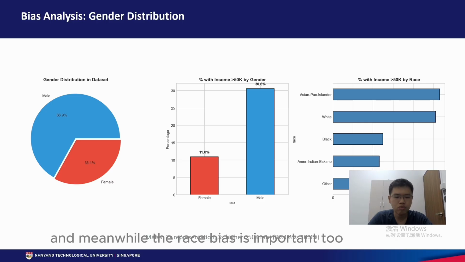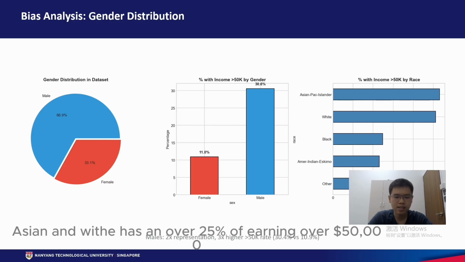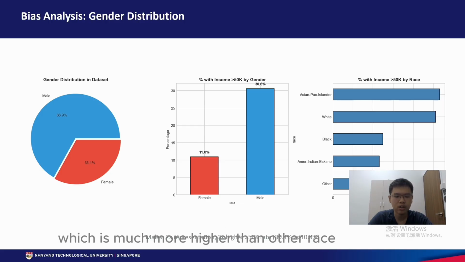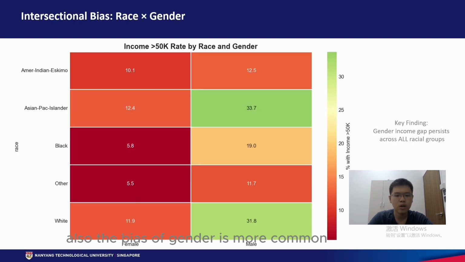Meanwhile, the race bias is important too. Asians and whites have over a 25% rate of earning over $50,000, which is much higher than other races. This isn't just a data issue. It reflects historical societal inequalities. Also, the bias of gender is more common.